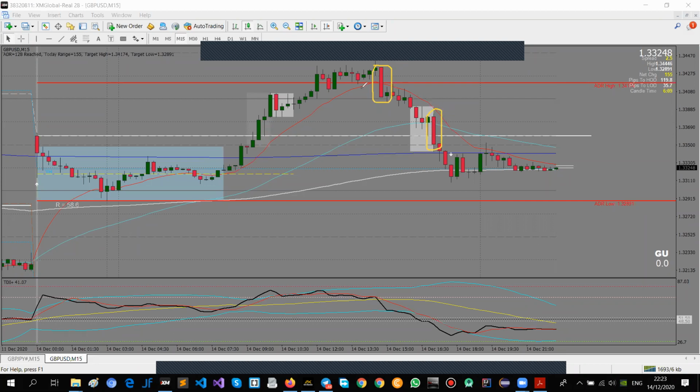So this simply means the market makers didn't use news, but they used these big candles. So they would rush, then they'll slow down, then they would rush again, then they'll slow down.